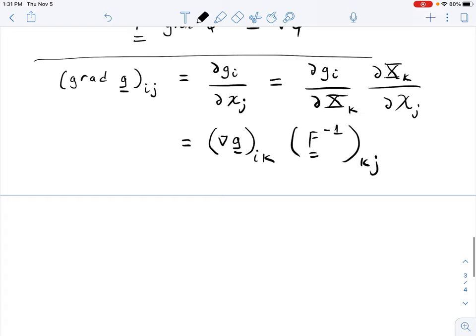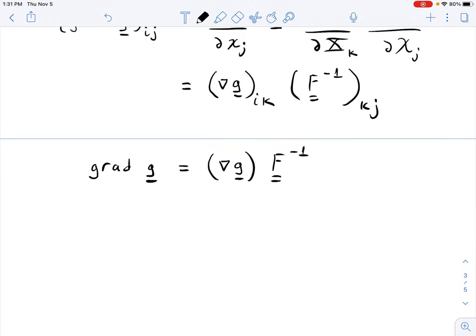And so we can say that the gradient of G in the spatial configuration is equal to the gradient of G in the reference configuration times F inverse. We can multiply through on the right hand side by F, and the gradient of G in the spatial configuration times the deformation gradient is equal to the gradient of G in the reference configuration.